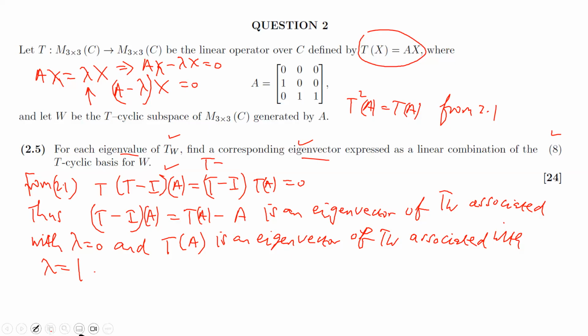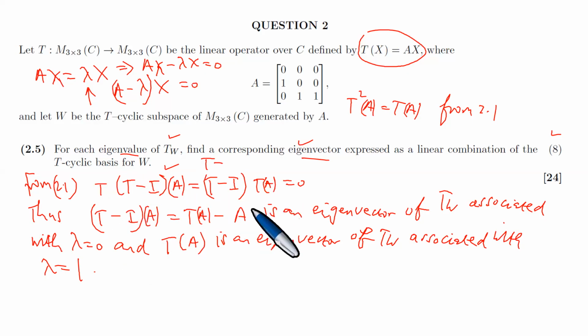Okay, so what have we got now? We set for each eigenvalue, find the corresponding eigenvector. So we therefore set here, thus this one, T minus that is an eigenvector. So the T minus I is an eigenvector of TW associated with lambda equals 0. Why associated with lambda equals 0? Associated with this. In other words, the T minus that is an eigenvector associated with lambda equals 0. So the eigenvector is what is within the T operator.